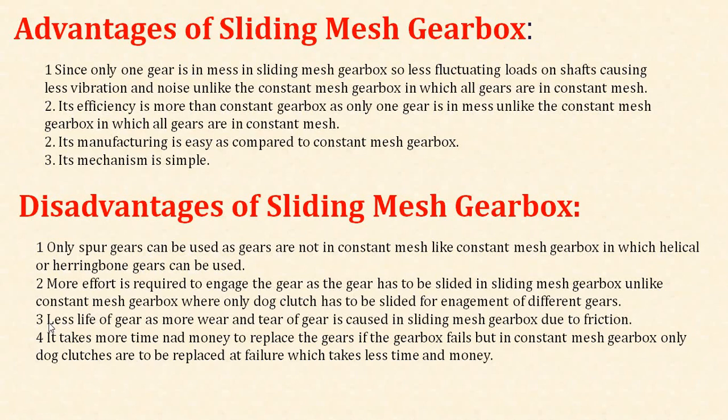The third disadvantage is the shorter life of the gears, as more wear and tear is caused in the sliding mesh gearbox due to friction, and it takes more time and money to replace the gears if the gearbox fails. But in a constant mesh gearbox, only the dog clutches need to be replaced at failure, which takes less time and money. So these are some advantages and disadvantages.